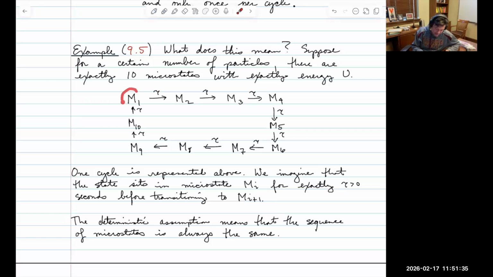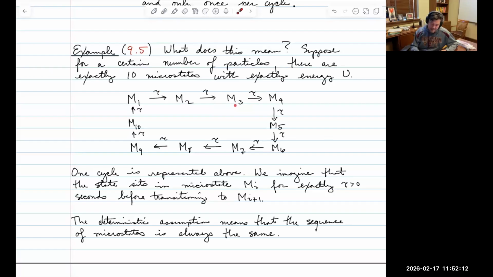If I'm a group of particles and I'm in a certain microstate, I'm allowed to move to another microstate as long as it has exactly the same amount of energy. This is our conservation of energy assumption. I spend tau seconds in this one, then I transition to this microstate here. I spend tau seconds in that one, or tau nanoseconds, whatever scale you want. Exactly the same amount of transition time in each one before I move on to the next microstate. Each microstate has exactly the same value of energy, the same energy budget.